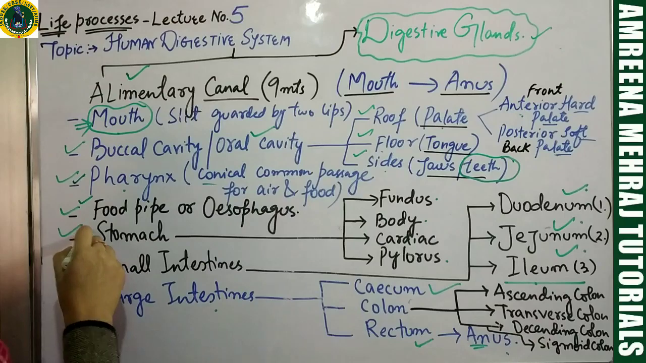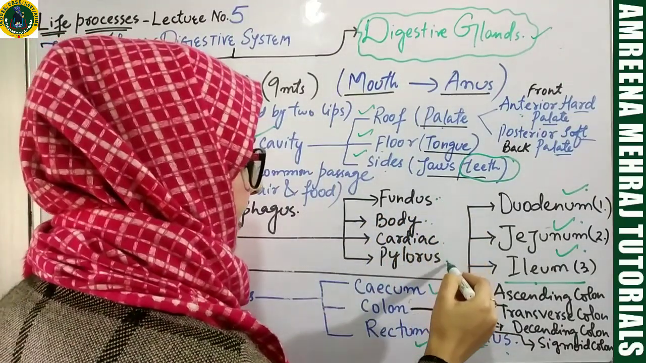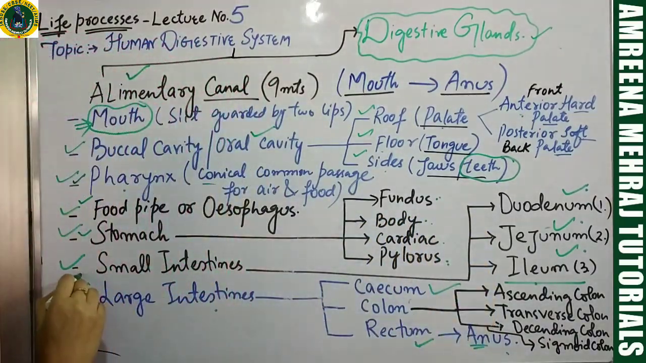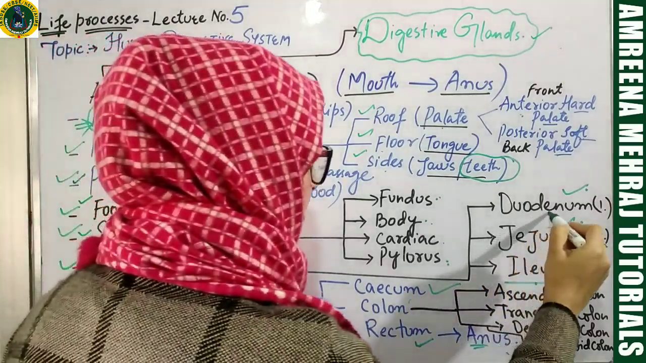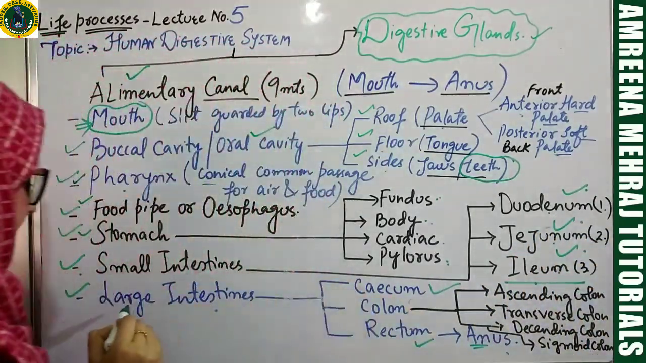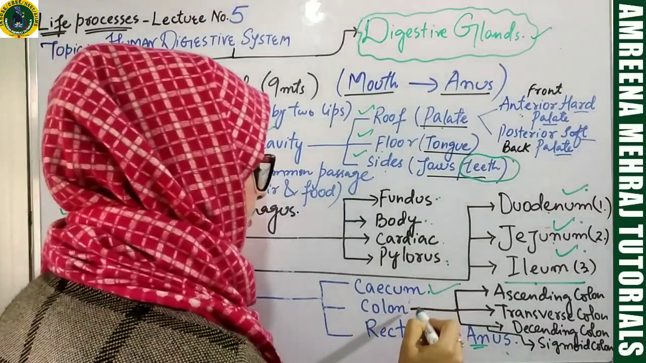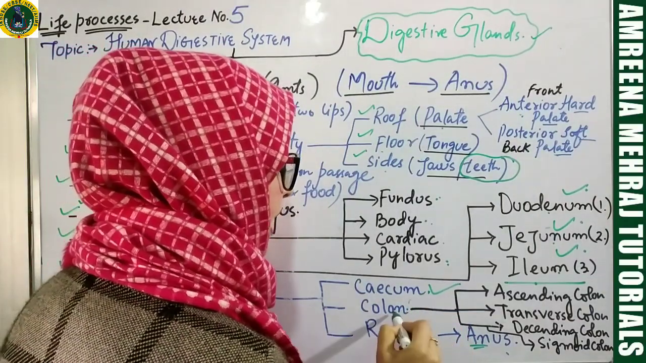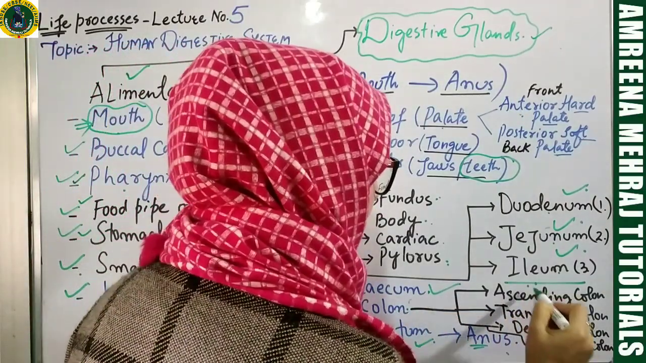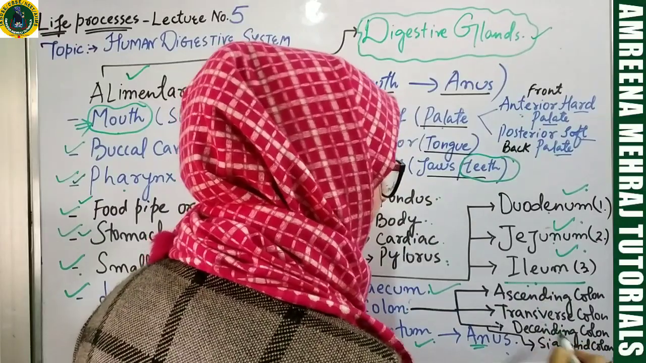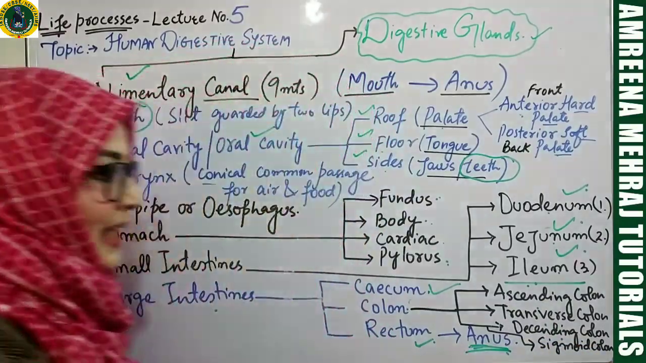And then you'll see the stomach and its parts: fundus, body, cardiac and pylorus. Then we'll see the small intestine with its parts: duodenum, jejunum, ileum. And then we'll see the large intestine with its parts: cecum, colon, rectum. And I'll be showing you the different parts of the colon, that is ascending colon, transverse colon, descending colon and sigmoid colon. At the last, we'll label the anus.